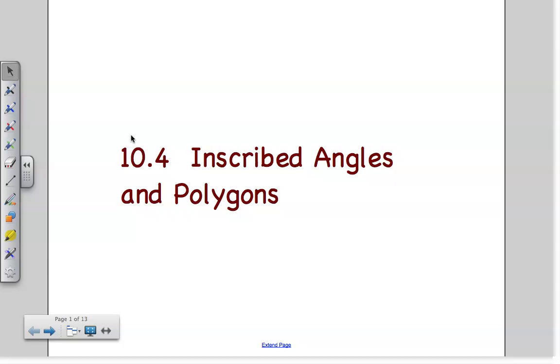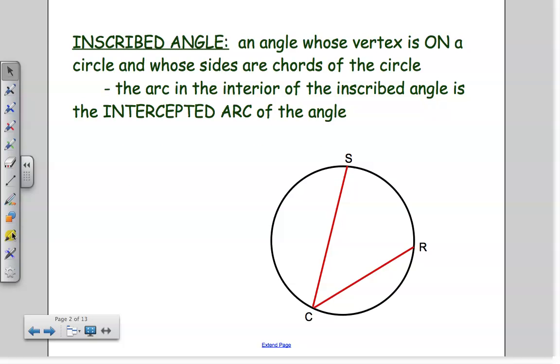Section 10.4, we're looking at inscribed angles and polygons. In the first part of section 10.4, we're looking at inscribed angles, which is another type of angle in circles. What is an inscribed angle? An inscribed angle is an angle whose vertex is on the circle. Okay, the vertex is on the circle.